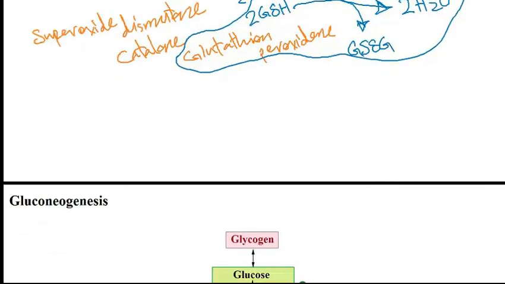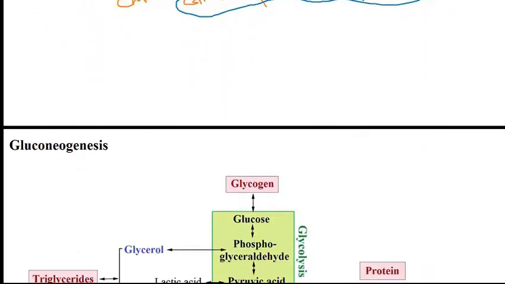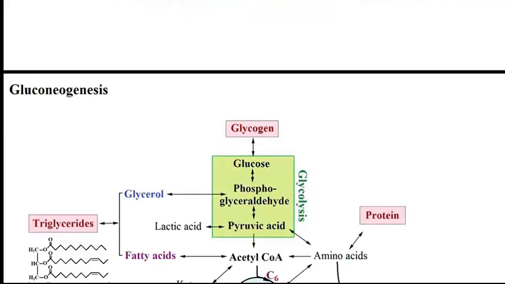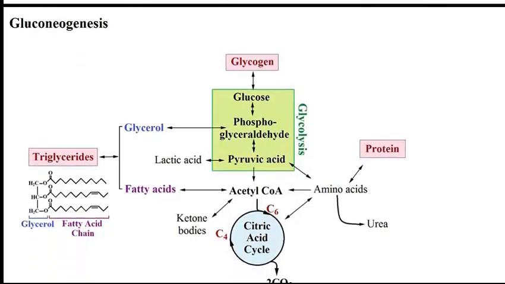Alright, so that's about it for the topic of the pentose phosphate pathway and how it would help produce the reducing form of glutathione that helps defend against reactive oxygen species. The next topic is gluconeogenesis.